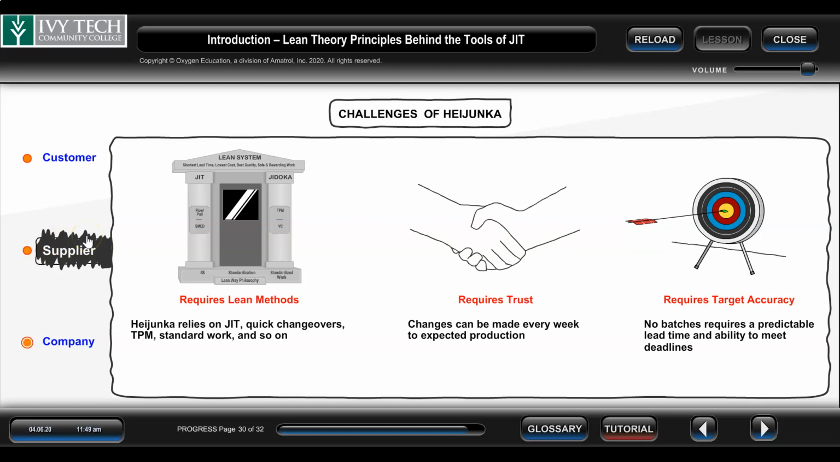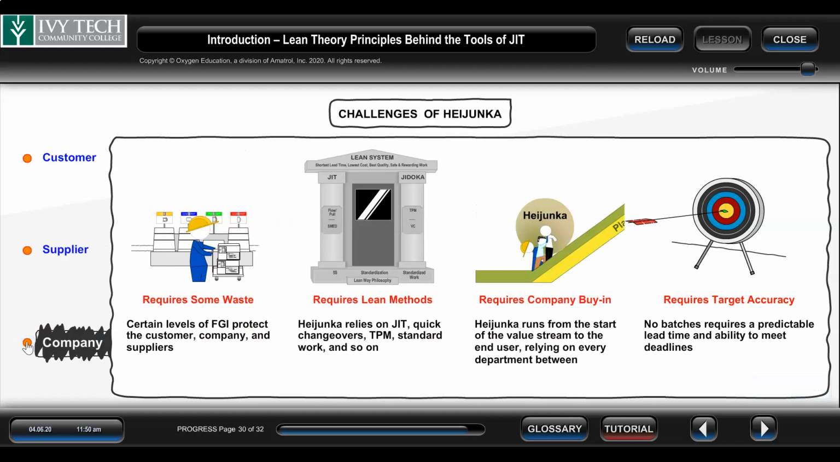Requires trust. Changes can be made every week to expected production. Requires target accuracy. No batches requires a predictable lead time and ability to meet deadlines. Requires some waste. Certain levels of FGI protect the customer, company, and suppliers.